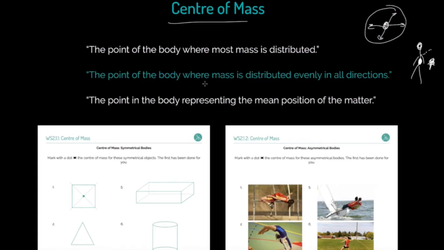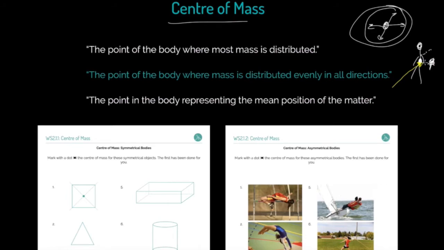The point of the body where mass is distributed evenly in all directions. Now that's only possible in uniform objects. The point in the body representing the mean position of the matter. So if we look at a human body, for example, or a boat, or a shot, where is its mean position in terms of its matter? Now for a human being, that mean position is in the navel kind of region. On average, that's where if you apply force, you're going to get that linear motion concept. A direct force it would be, of course.